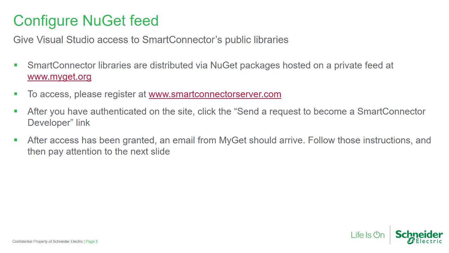Before we code anything, we need to configure Visual Studio 2017 to have access to the Smart Connector's public libraries. These libraries are distributed via NuGet packages hosted on a private feed at www.myget.org. To access this feed, you need to register at www.smartconnectorserver.com. After you have authenticated on this site, click Send a Request to Become a Smart Connector Developer link and supply the required information. Please pause the video now in order to do so.